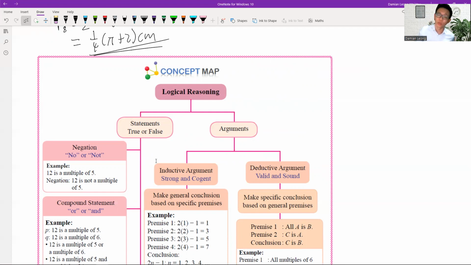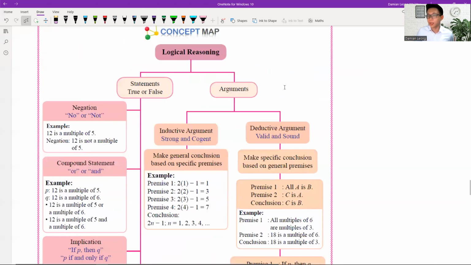So for weak, usually we don't need to determine whether it's cogent or not. If it's strong, we still have to determine whether it's cogent or not. Cogent or not is based on whether every premise is true or false, including whether every premise and also the conclusion is true. If it's true, then only it's cogent. If it's not, then it's not.